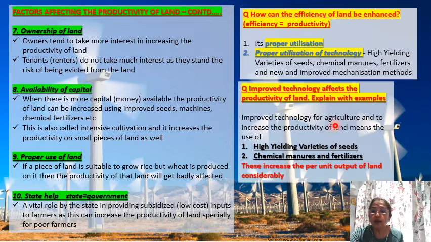Improved technology for agriculture, to increase the productivity of land, means the use of high yielding varieties of seeds, chemical manures and fertilizers. So if you are asked, you keep saying use proper technology, but what is this technology? It is high yielding varieties of seeds, chemical manures and fertilizers, as these increase the per unit output of land considerably. This ends the first part of land as a factor of production.